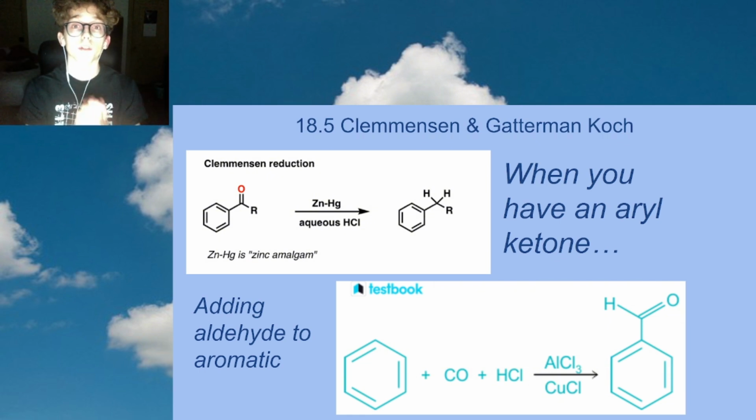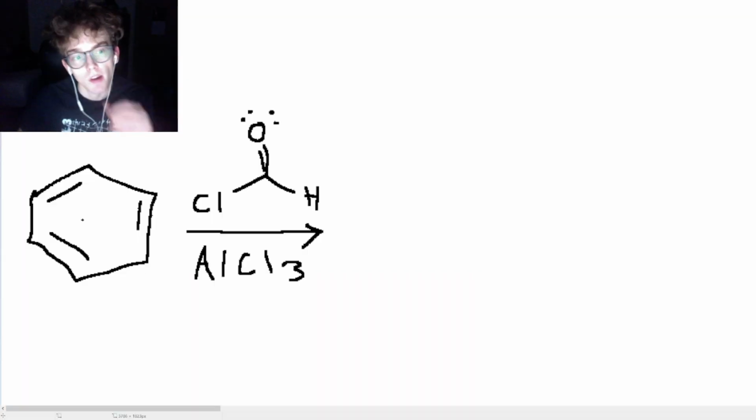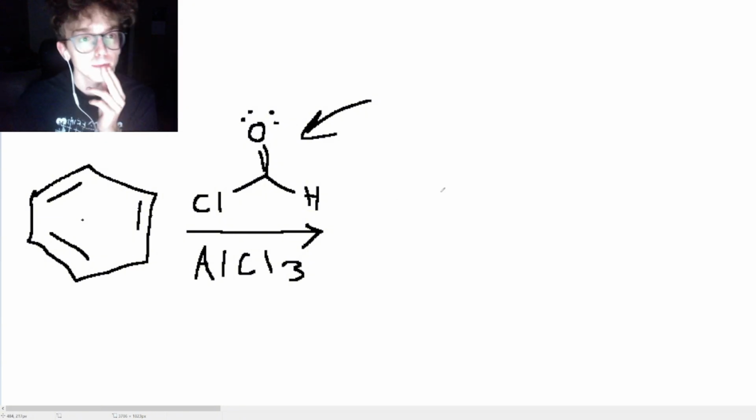I first want to give you a little puzzle. Alright, if I asked you here, what might happen with this reaction? If we take benzene and we react it with formyl chloride here, this is what that molecule is called, this one here. Formyl chloride, what do you think the product would be?